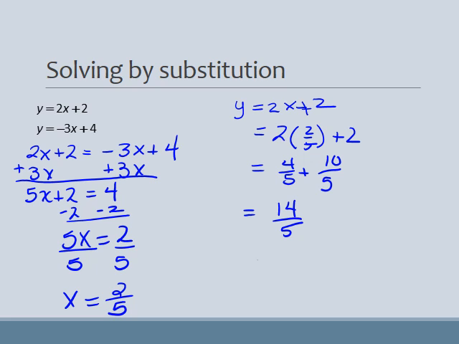So my solution is going to be 2/5 and 14/5. So this graph will intersect at that point.